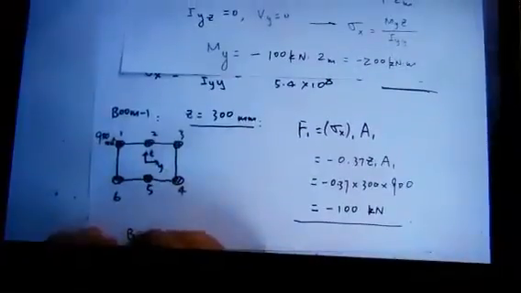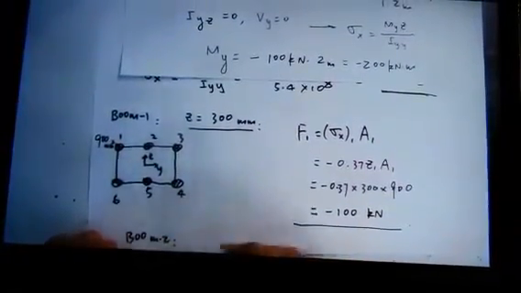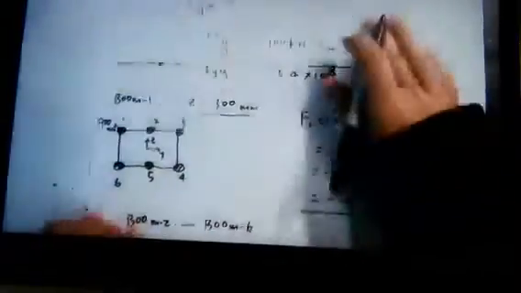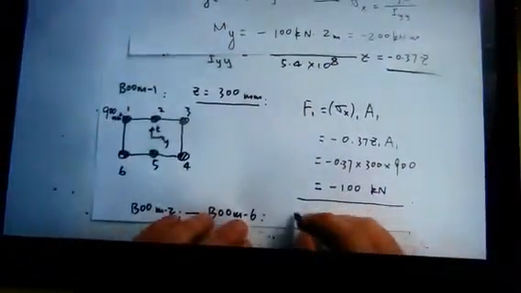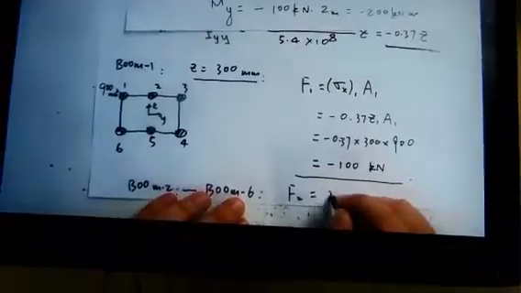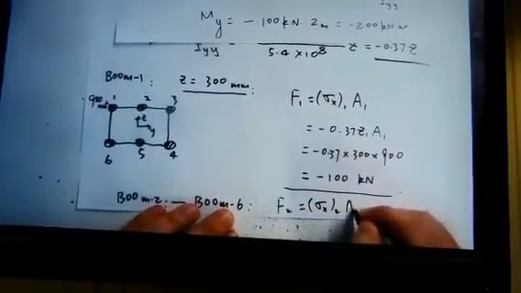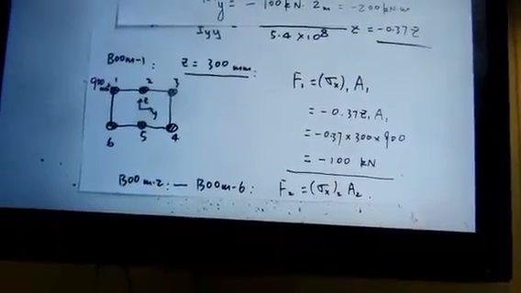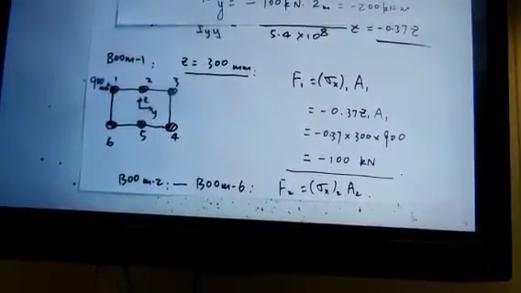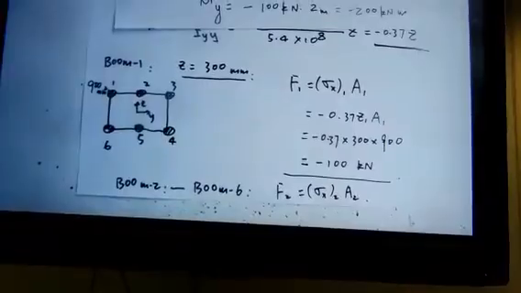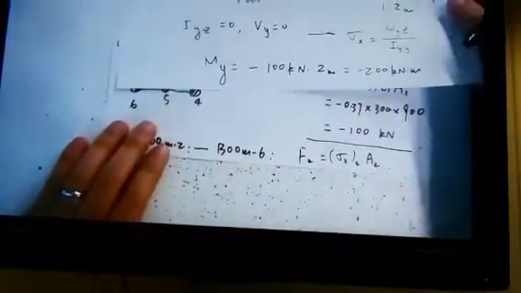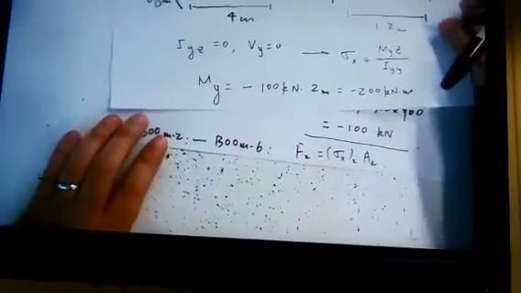You can do the same calculation for boom 2 up to boom 6. Use the same formula, okay? Same sigma x2 times A2, and sigma x3, A3, and here sigma x6, A6. Because sigma x, you have the formula, it's a function of z. Each boom area has a different z, each boom area has a different A. You get different forces acting on different boom areas. So this is the direct stress.